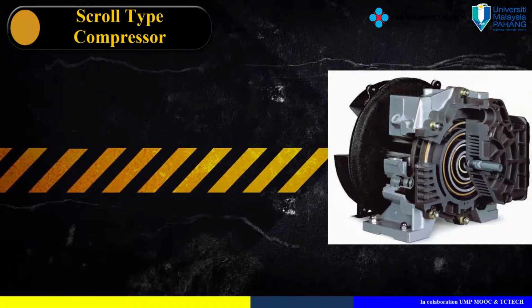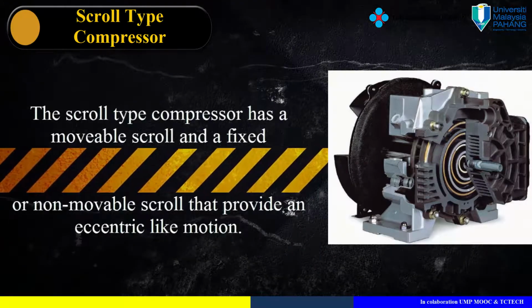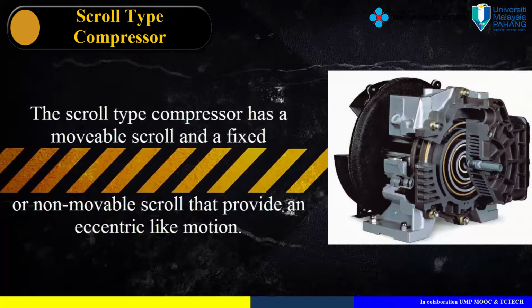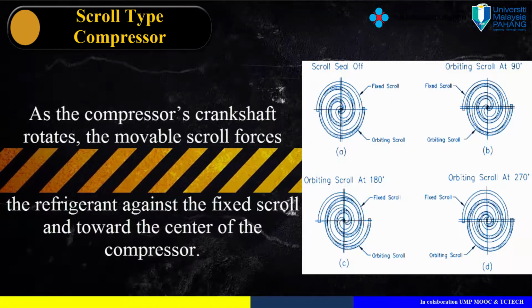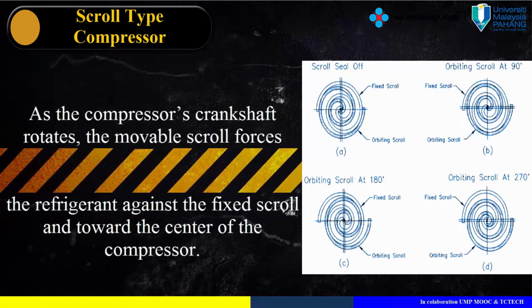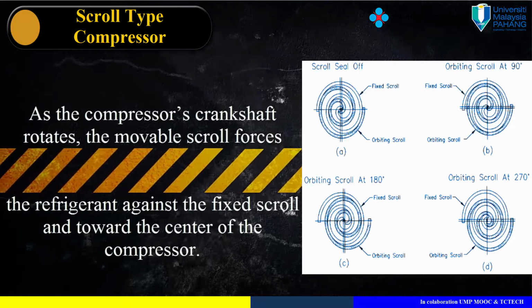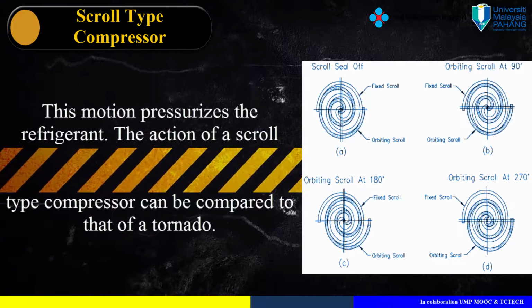Scroll-type compressor. The scroll-type compressor has a movable scroll and a fixed or non-movable scroll that provide an eccentric-like motion. As the compressor's crankshaft rotates, the movable scroll forces the refrigerant against the fixed scroll and toward the center of the compressor. This motion pressurizes the refrigerant.